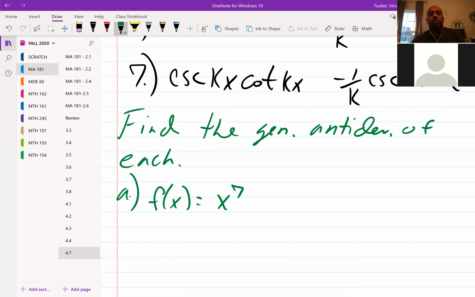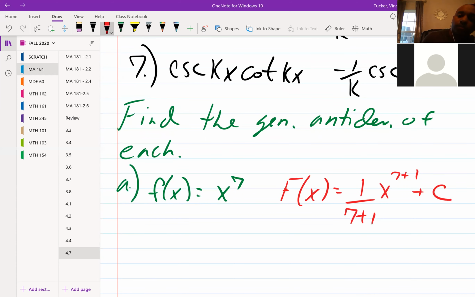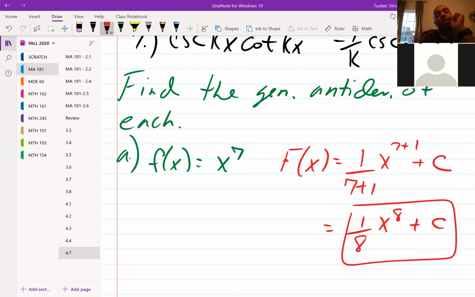All right, so let's look at the first one. It wants to find the general antiderivative of f of x is equal to x to the 7th power. So they represent that with capital F. And so that'll be 1 over 7 plus 1, x to the 7 plus 1 plus c. So it's 1 over 8, x to the 8th plus c as the general antiderivative.